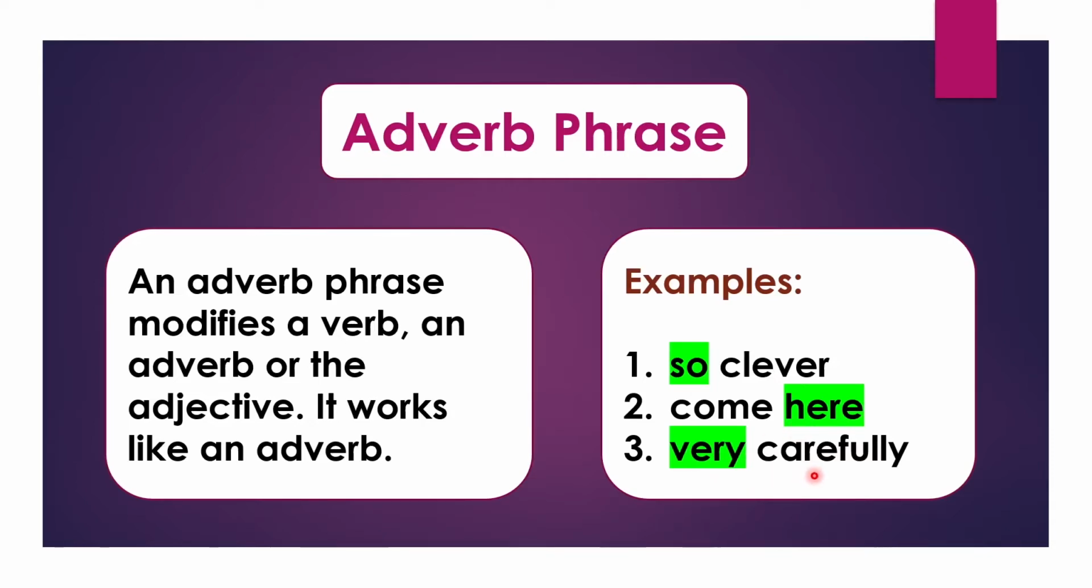Very carefully. We know that carefully is an adverb because at the end there is ly. If you find ly, that is always an adverb. So here we need another adverb because how much carefully it is not telling. So it is very carefully. We are using the adverb very. So here very is focused. That's why this is an adverb phrase.